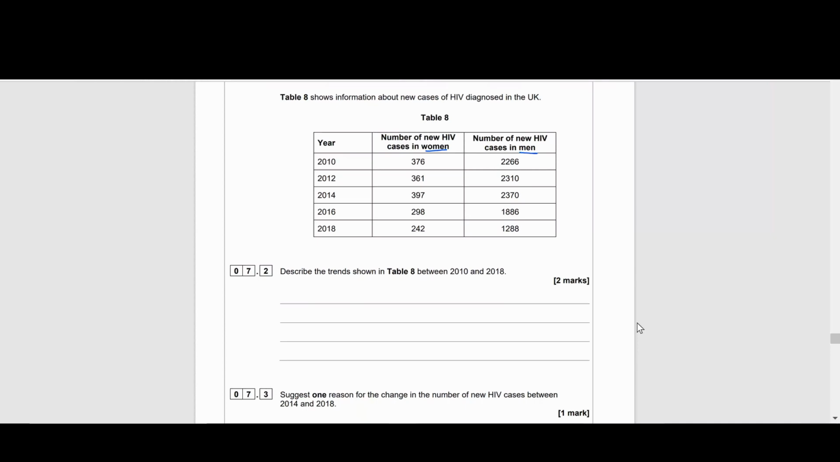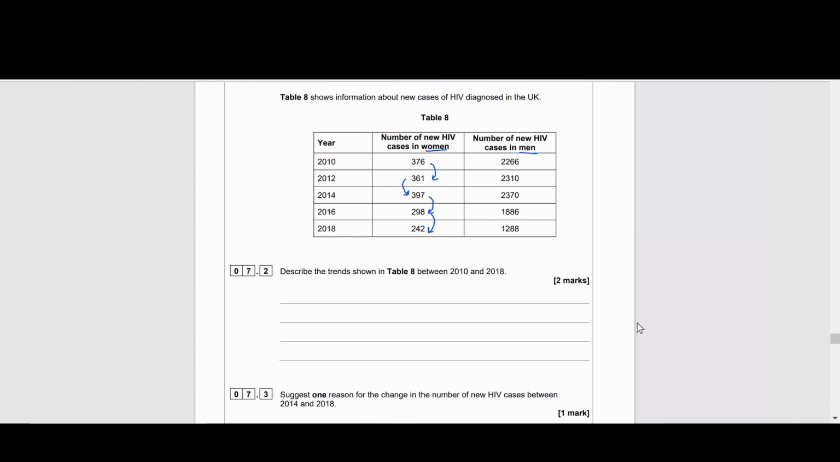So let's look carefully at the data, because what they can sometimes do is put some numbers going up and down, also known as fluctuating, just to catch students out. So let's look individually at how these numbers change. So 376 decreases to 361. Then it increases to 397. Then it decreases to 298. And then it decreases further to 242. Okay, so we can see that there is a decrease, then an increase, and then further decreases.